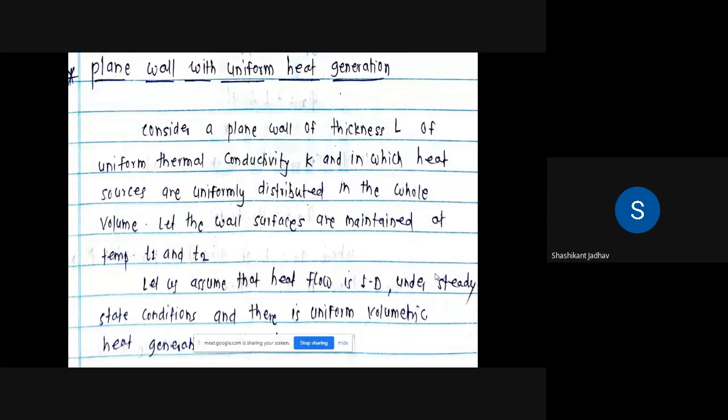Heat sources are uniformly distributed in the whole volume. Full stop.